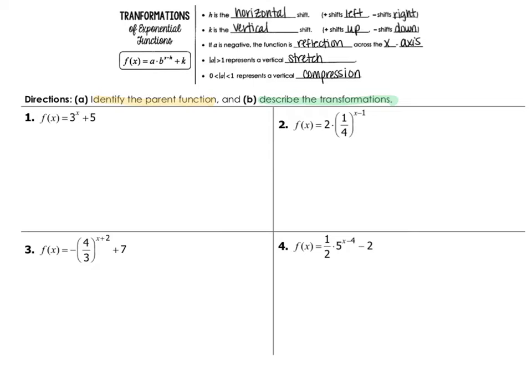So you see here we have f of x equals 3 to the x plus 5. So if we took off all the transformations, our parent function would be f of x equals 3 to the x. Now, we are going to identify the transformations. So the only transformation we see here is plus 5, and that's in the k position, which shows me that k is a vertical shift. So this is shifting up 5.